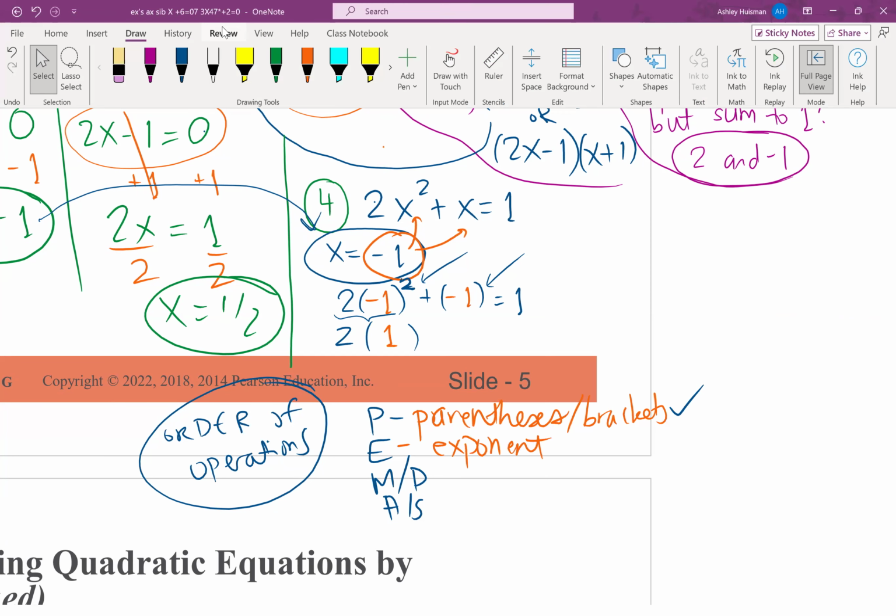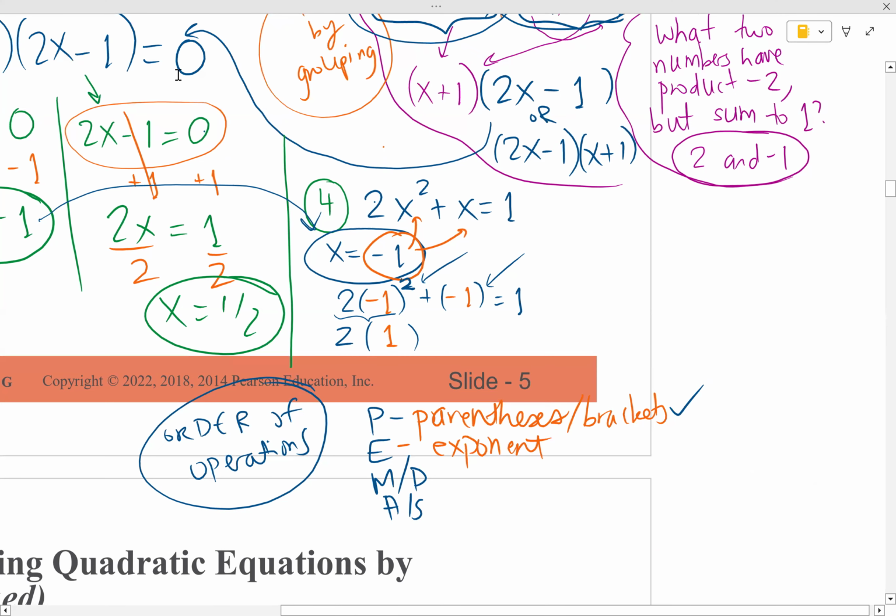Definitely, it would have made this problem incorrect if I had multiplied the 2 by the negative 1 and then raised it to the power. That wouldn't work. So I had to do the negative 1 to the second power first. All right, now what? Now, the next thing would be the next step.